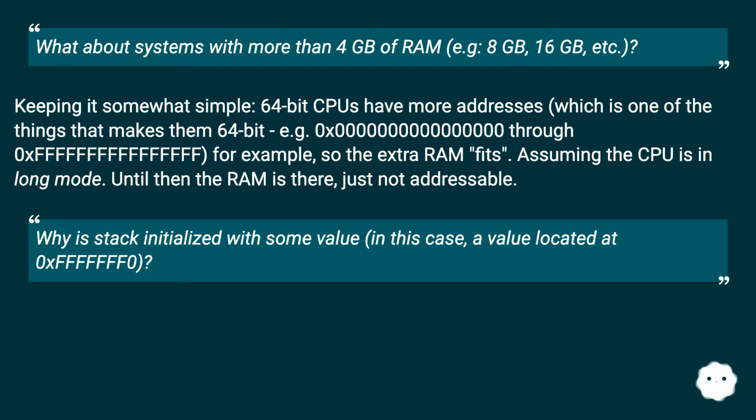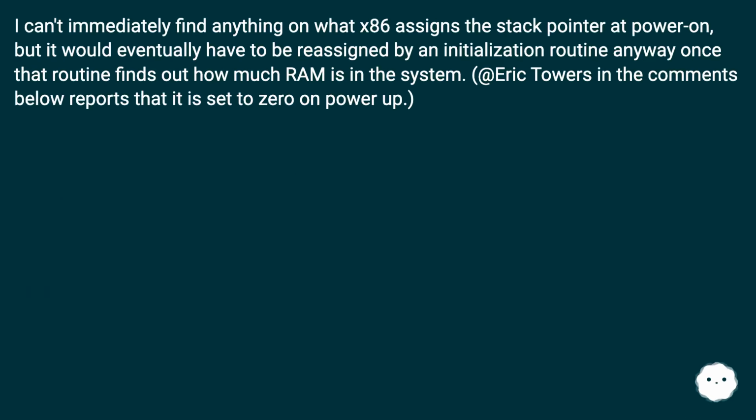Why is stack initialized with some value, in this case, a value located at 0xFFFFFFF0? I can't immediately find anything on what x86 assigns the stack pointer at power on, but it would eventually have to be reassigned by an initialization routine anyway once that routine finds out how much RAM is in the system. Eric Towers in the comments below reports that it is set to 0 on power up.